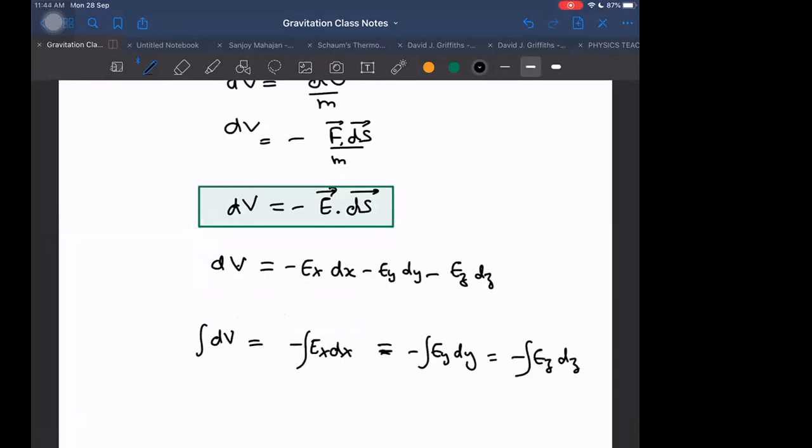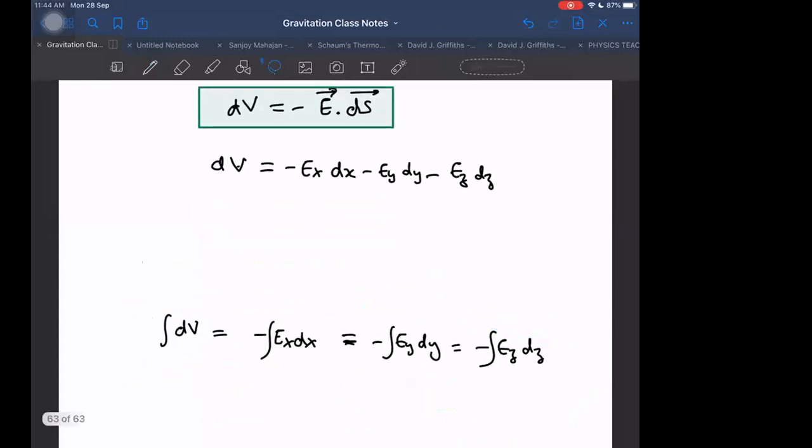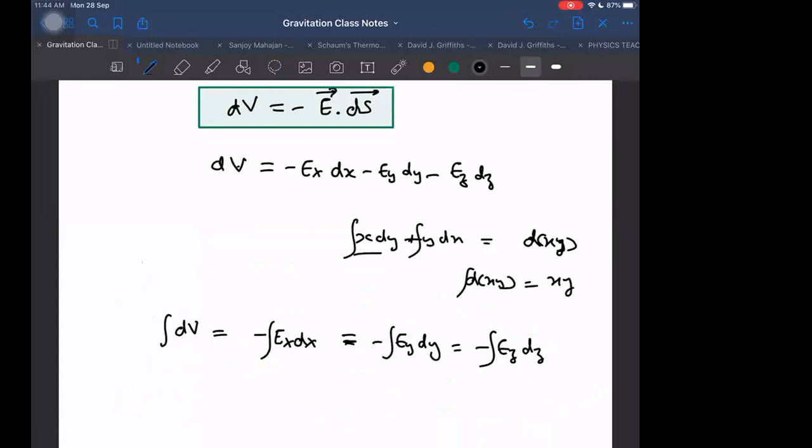This will be a surprise to some students, if you don't remember what I told before, that certain integrals are called exact integrals. For example, I gave you once that x into dy plus y into dx, I can write as d of xy. So when I integrate it, I will get xy. But if you think that I should integrate this separately and this separately, then you will end up getting xy plus xy, which is 2xy, which will be wrong.